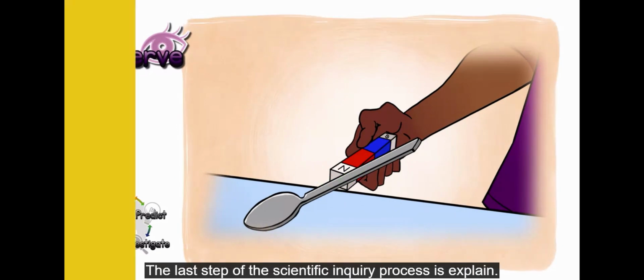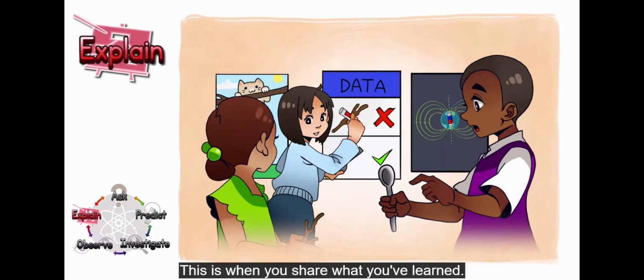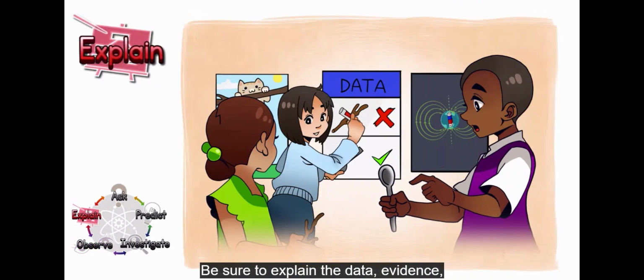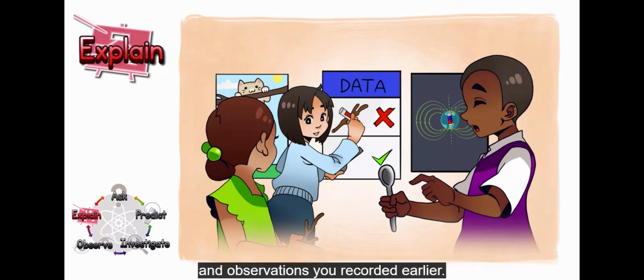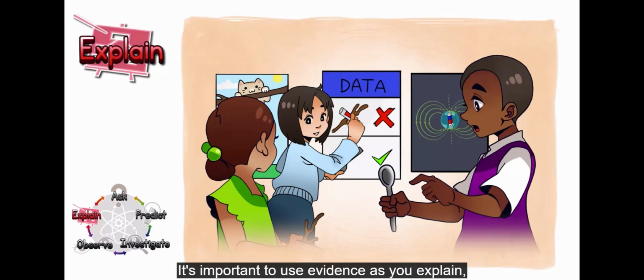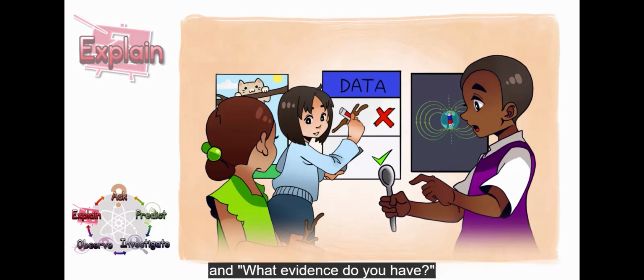The last step of the scientific inquiry process is explain. This is when you share what you've learned. Be sure to explain the data, evidence, and observations you recorded earlier. It's important to use evidence as you explain because people will ask, how do you know that? And what evidence do you have?